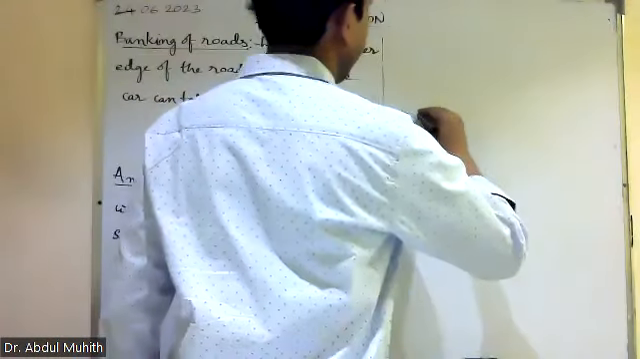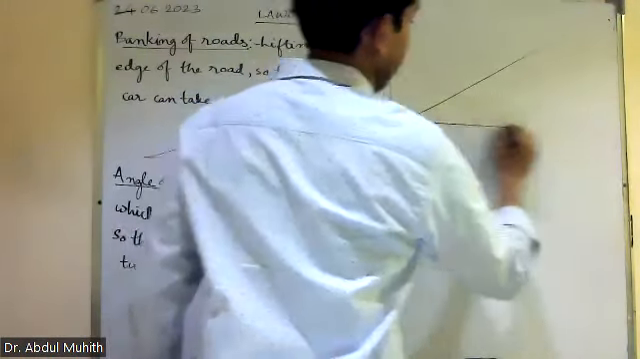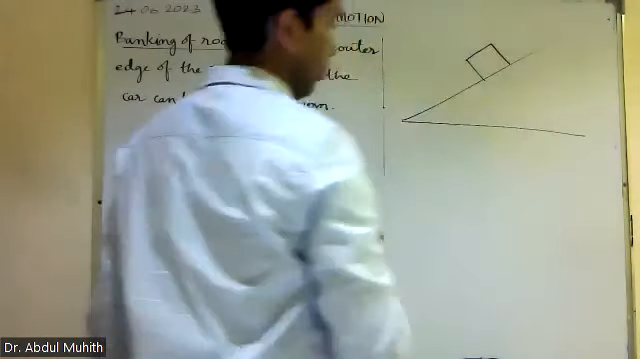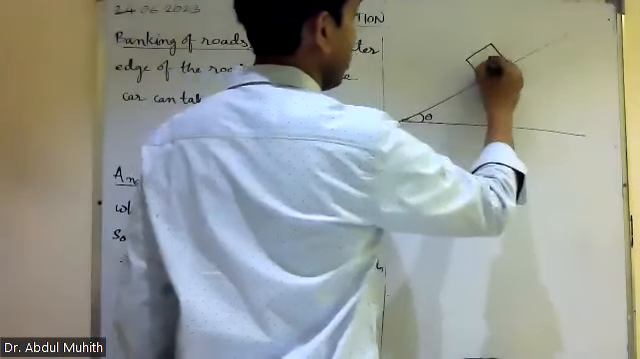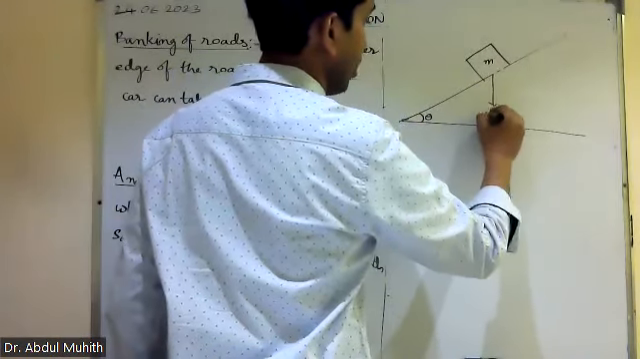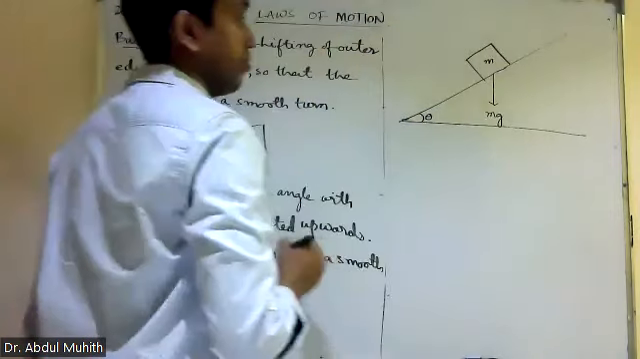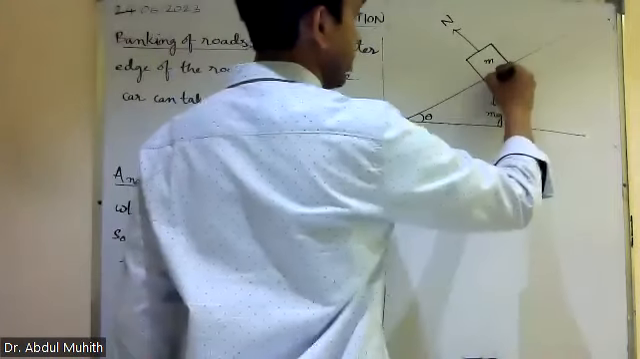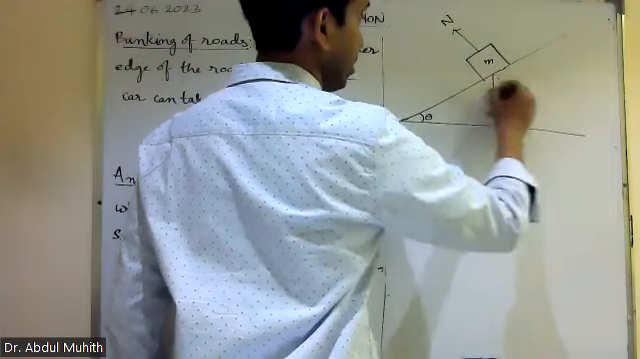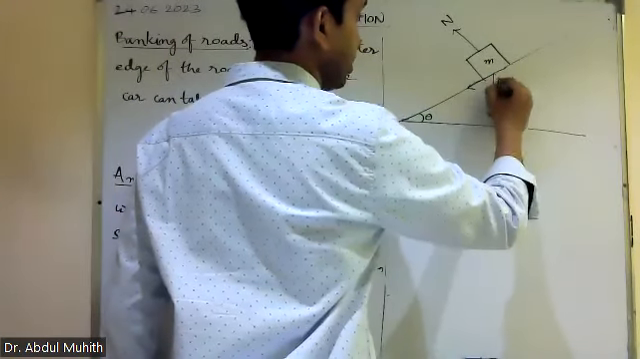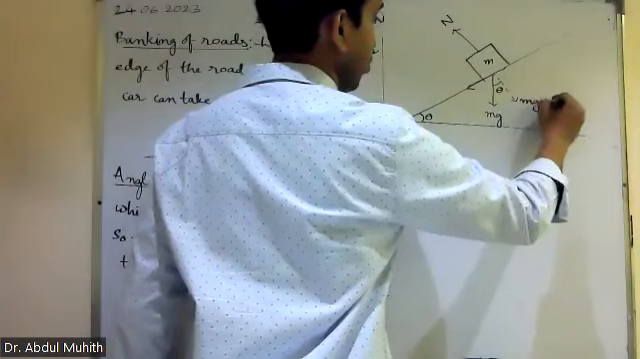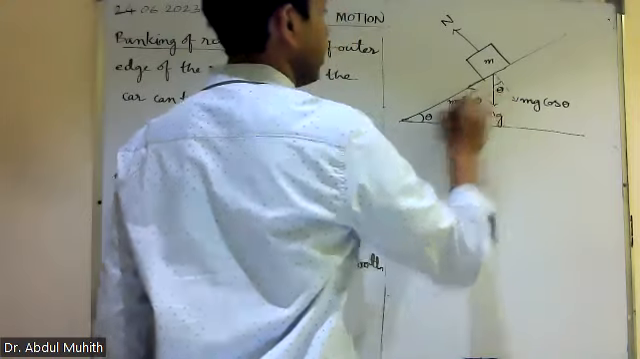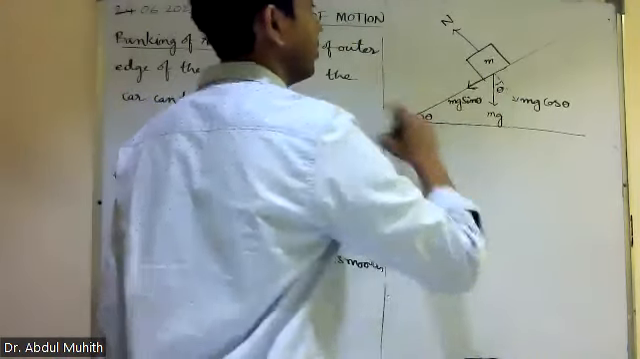We will draw the free body diagram. In this free body diagram, a car is moving on the banked road. This is theta, the angle. M is the mass. So weight W equal to mg is acting downwards. See carefully, weight is acting downwards, and this is the normal reaction N acting upwards. Now there are two components, horizontal and vertical. This is theta, so this can be written as mg cos theta, and this is mg sin theta.